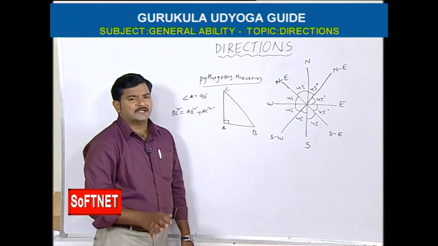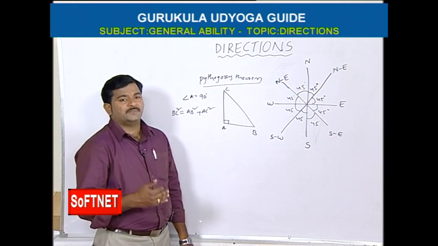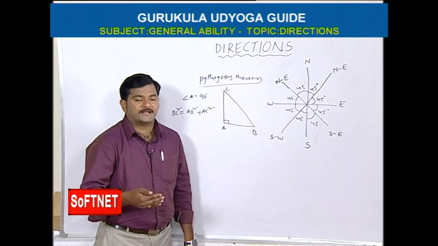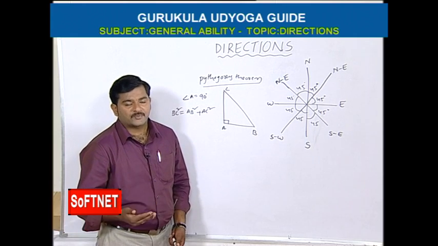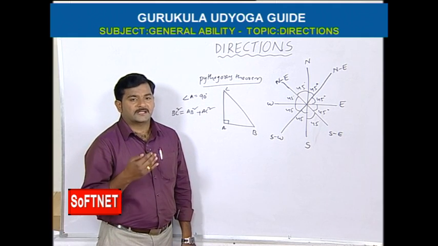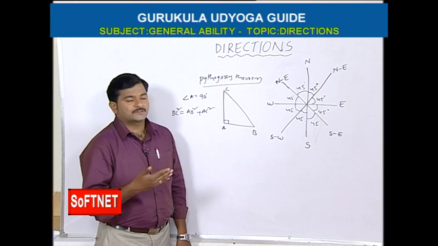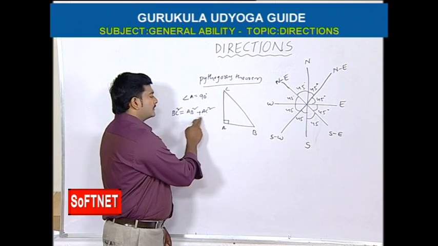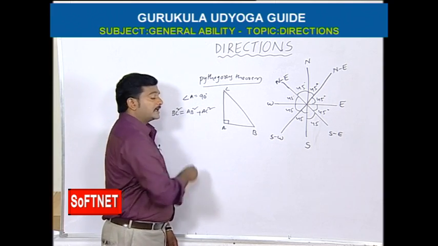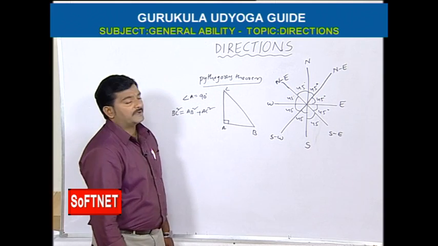I repeat, it's not a mathematical thing. One small point here: Pythagoras theorem means simply hypotenuse square is equal to side square plus side square. What is the hypotenuse? It is also the largest side in a right angle triangle, or the side which is opposite to 90 degrees. So the square of the hypotenuse is equal to the sum of the squares of the other two sides. This is about the Pythagoras theorem part.